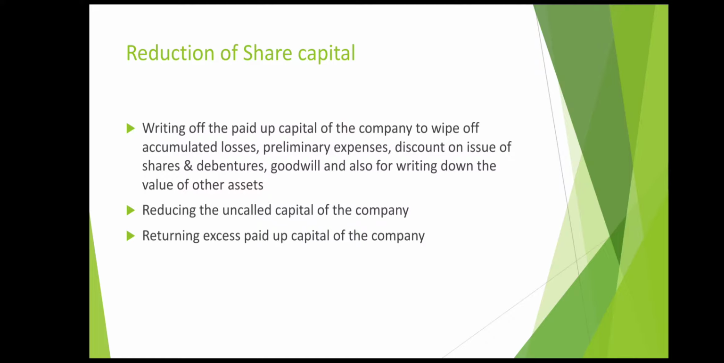So the first method of reducing the share capital is that equity shareholders agree to forego a certain amount, and this amount which is collected from them will be utilized for writing off the losses and expenses, by which you can show a better picture or better financial position of the company. So this is one method of doing that.